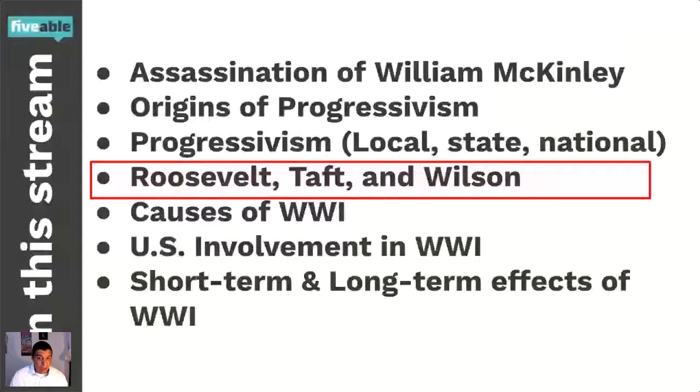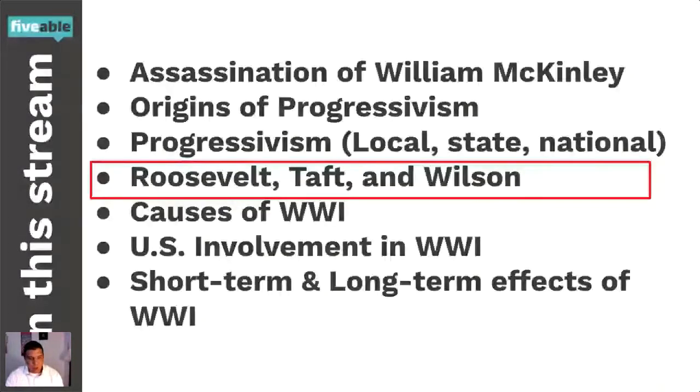So now we are going to look at Roosevelt, Taft, and Wilson. But real quick, let's go back. What are the 4 goals of progressivism? Quick, give me one. Social reform, moral improvement, and fostering efficiency.